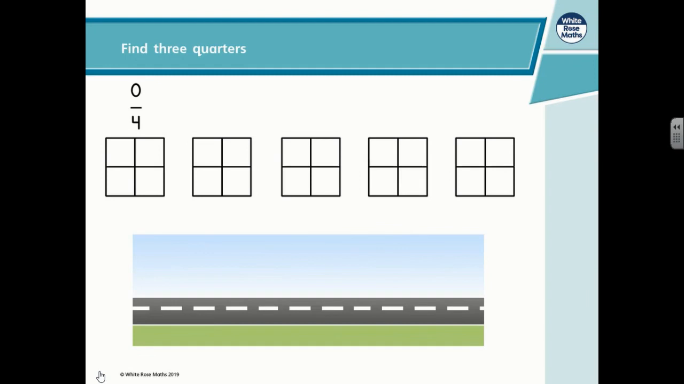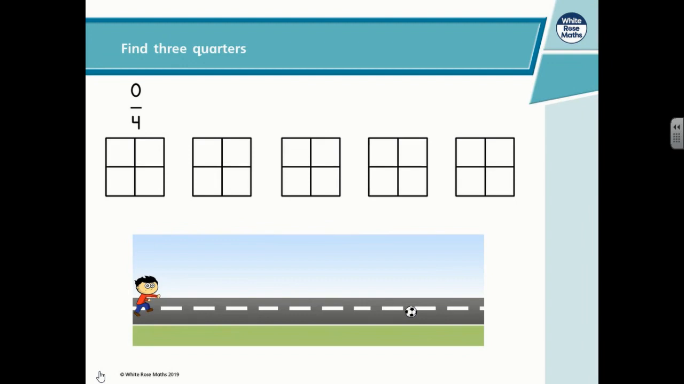Now, we have a road, and Jack is on that road. It's okay, because there's no cars on the road today. His ball is somewhere on the road. Where's your ball, Jack? There it is. Must have kicked it very high. How far along the road is Jack's ball, do you think? I think it's 1 quarter of the way along, 2 quarters of the way along, 3 quarters of the way along, or 4 quarters the whole way along.